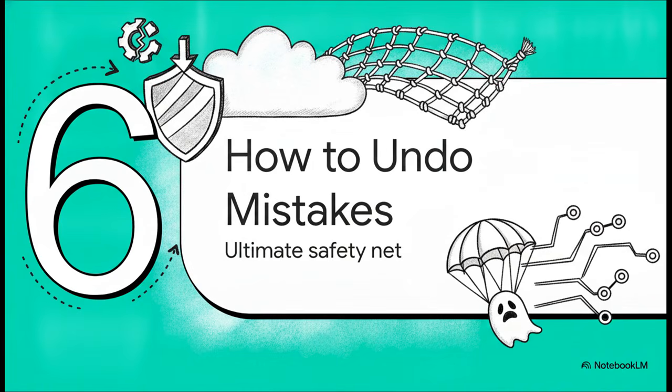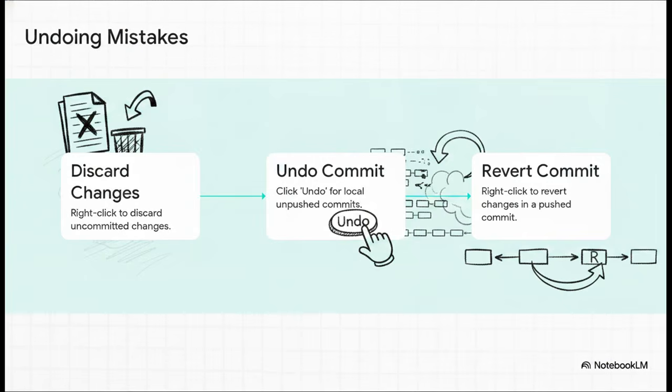Which brings us to our final step, step 6, how to undo mistakes, your ultimate safety net. If you're a beginner and you're terrified of permanently breaking your code, you are absolutely going to love this. GitHub Desktop makes fixing mistakes incredibly visual and so simple. It basically works in 3 chronological tiers. Tier 1, let's say you type some code but you haven't committed it yet. You just right-click the file in GitHub Desktop and hit Discard Changes. Boom, the bad code vanishes.